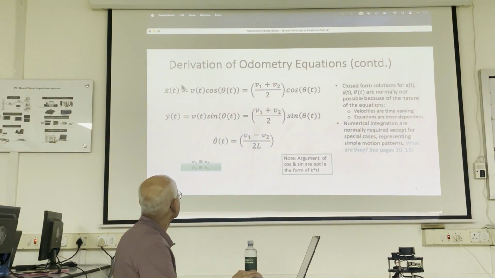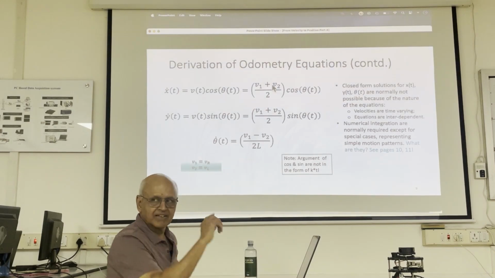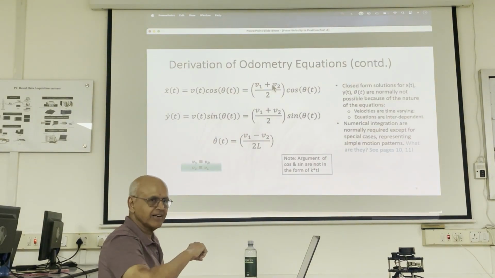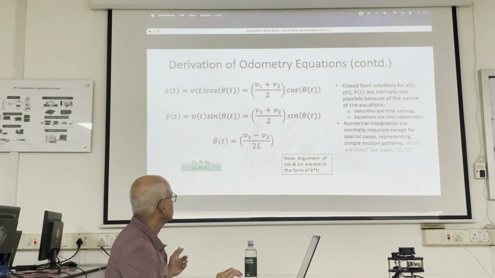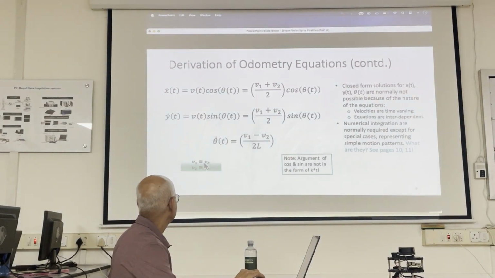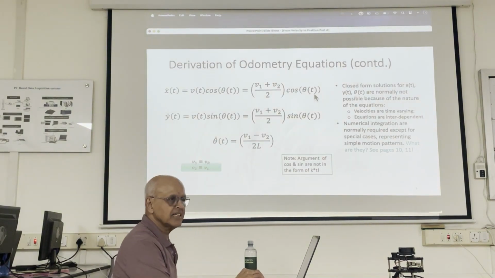So x dot of t is equal to v of t cosine theta of t, which is (v1 plus v2) by 2. Remember, v of t is actually the average of the two, right wheel and left wheel. One is right, two is left, and here's the reminder: v1 is vr, v2 is vl. Cosine of the heading angle. The heading angle in general is a function of t.